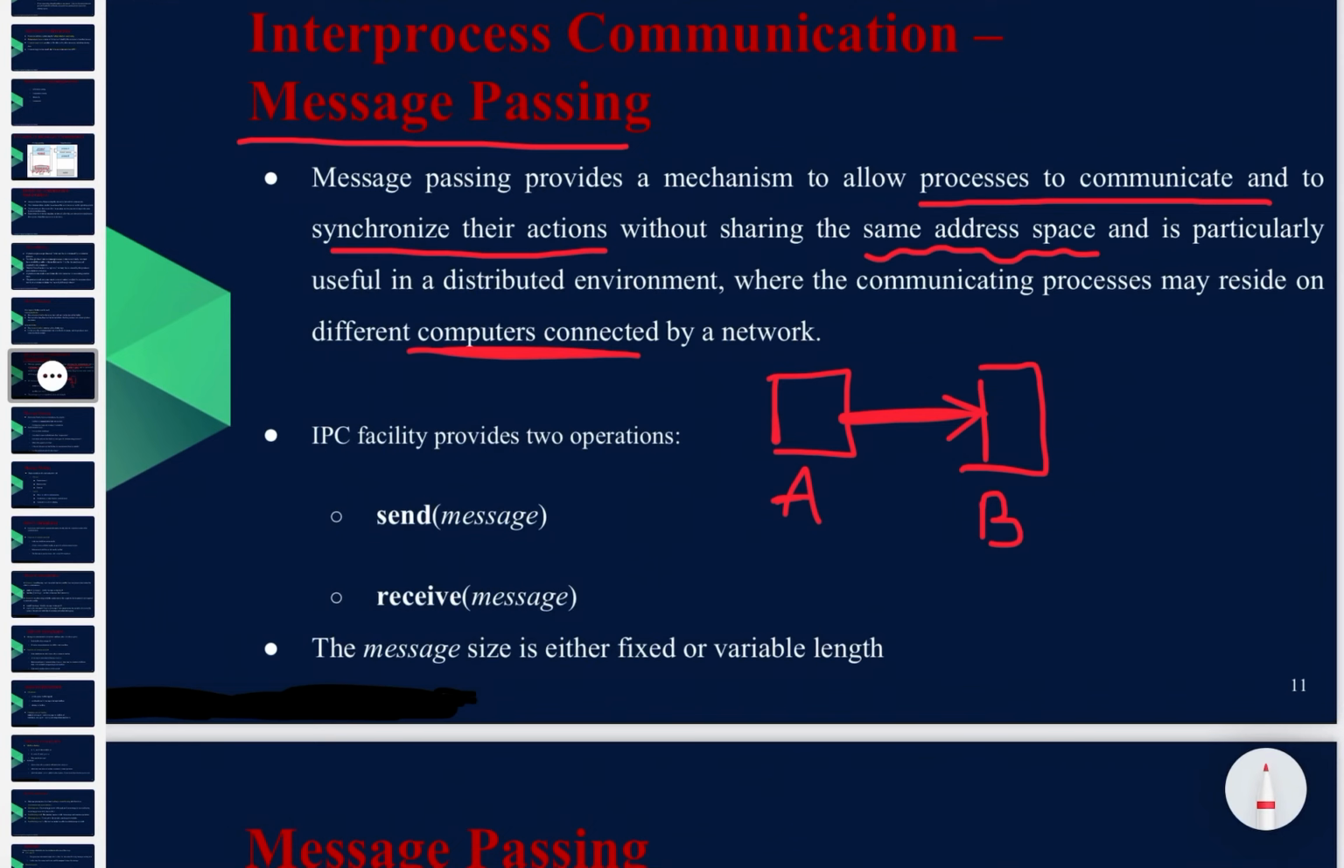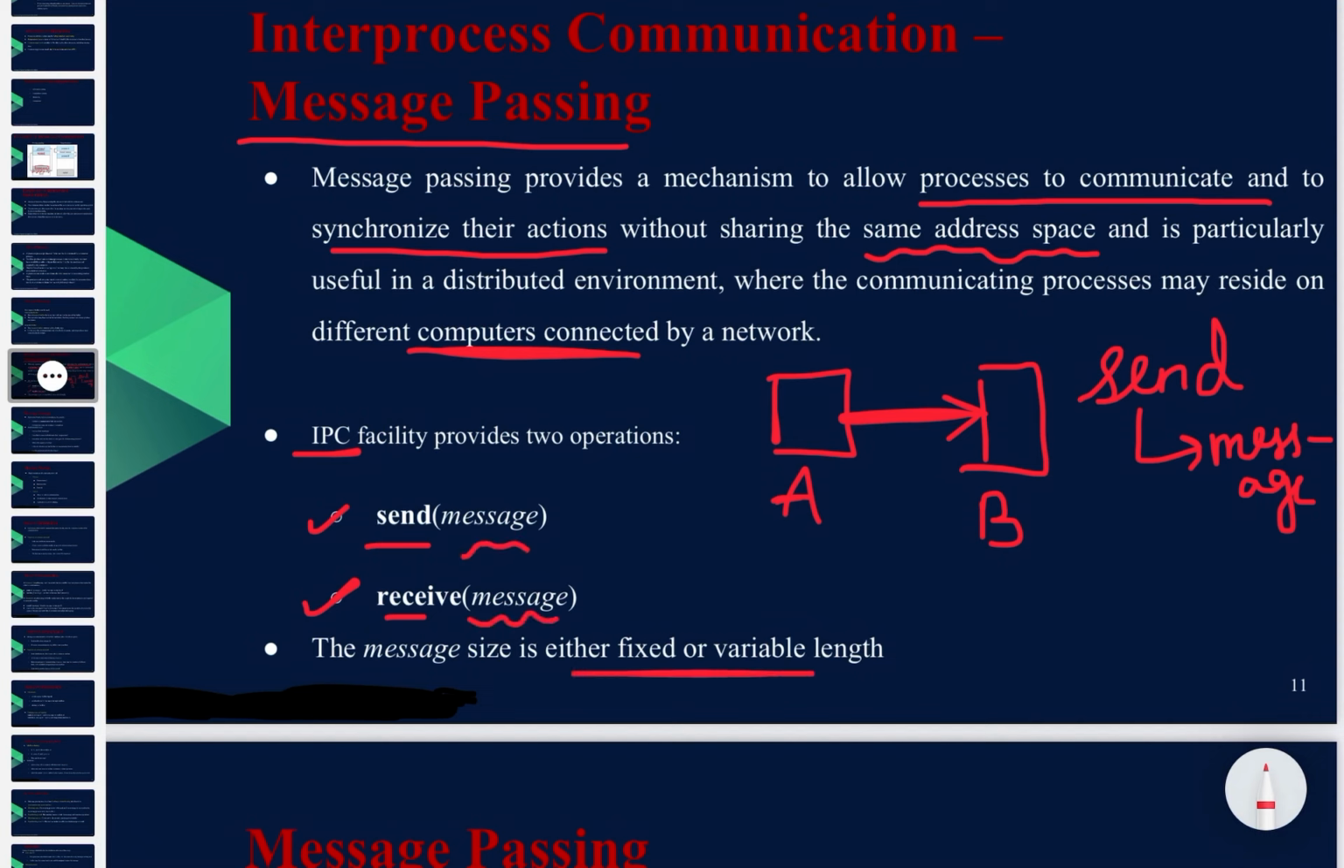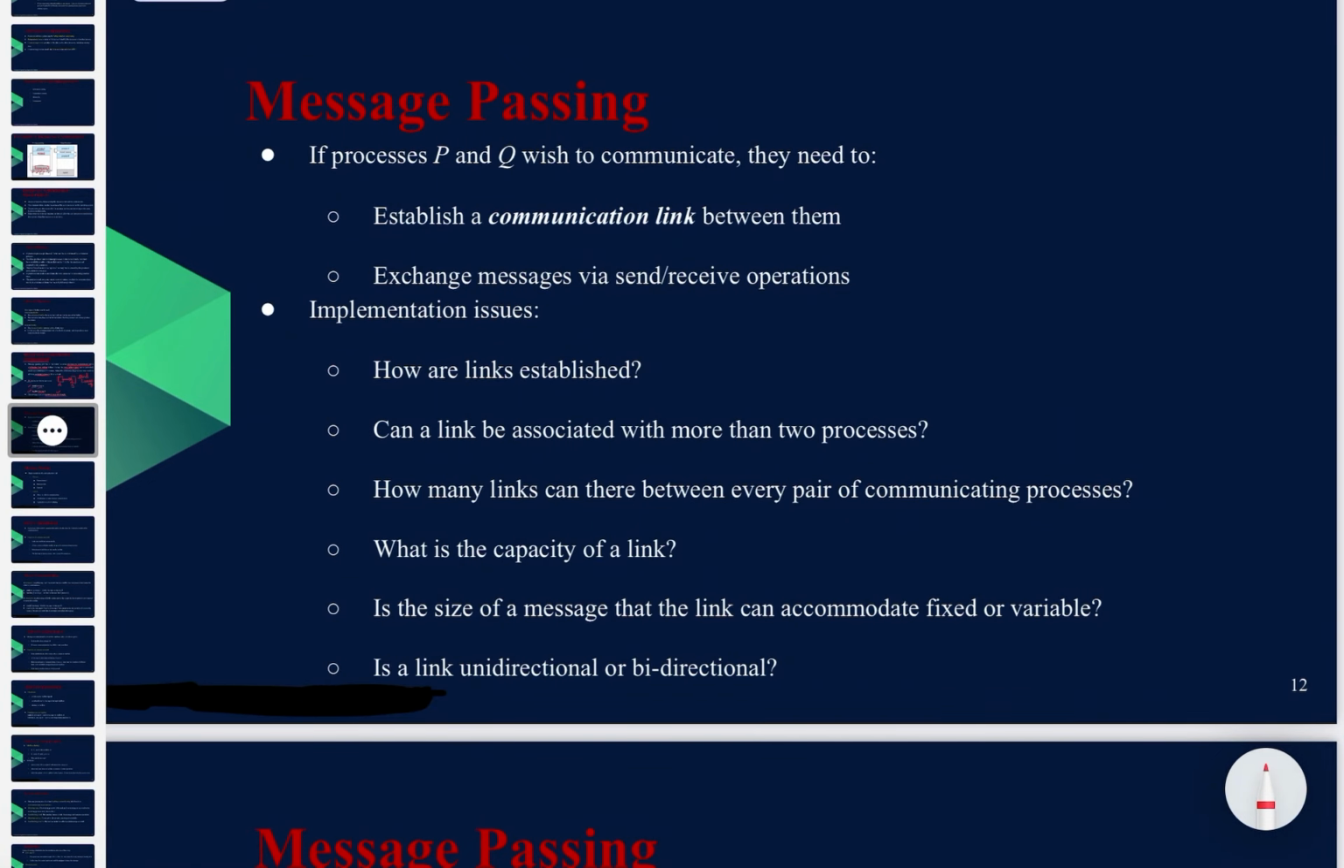An IPC facility provides two operations. So what is it? The inter-process communication facility will provide two operations: send and receive. Send and receive are nothing but two signals. Send will send a message, and receive will also receive a message. The message size is either fixed or of variable length.